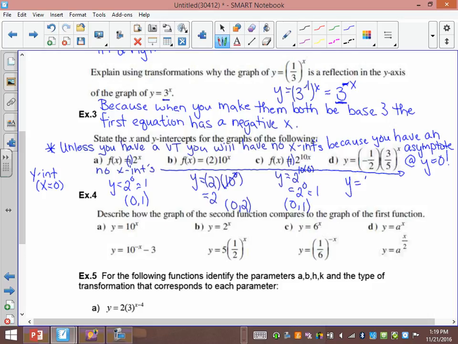So y equals negative a half, (3/5) to the 0. (3/5) to the 0 is 1. 1 times negative a half is negative a half. So it's at (0, negative a half). So you just remember that y-intercept means x equals 0. These aren't hard.